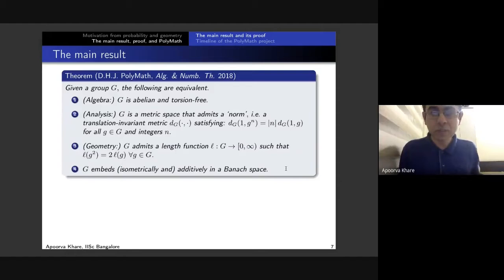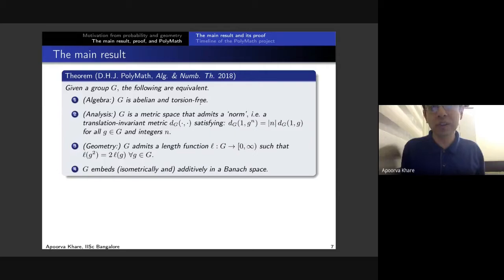So basically, the only examples of groups with norms, as in the title of the talk, are precisely the ones I told you on the first slide. The Euclidean space with a subgroup, or more generally, any Banach space and an abelian subgroup. Those are the only ones that are groups with norms. There are no others. And that is a characterization of abelian and torsion-free groups.